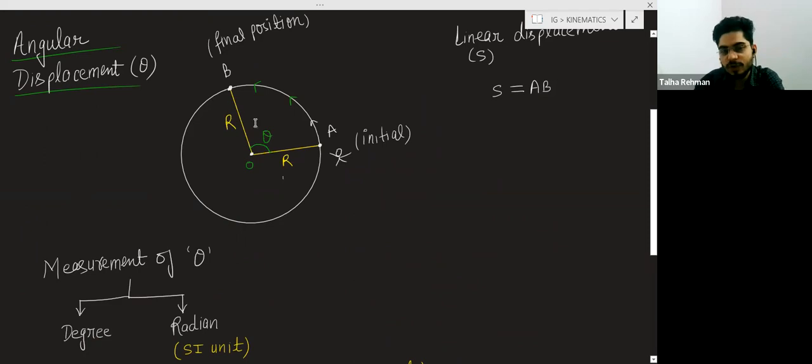This angle theta is equal to the arc length AB. I am not talking about the straight AB, I am talking about this circular AB, this arc AB, divided by the radius. Do you know this relation between the angle and the arc length? Yeah.